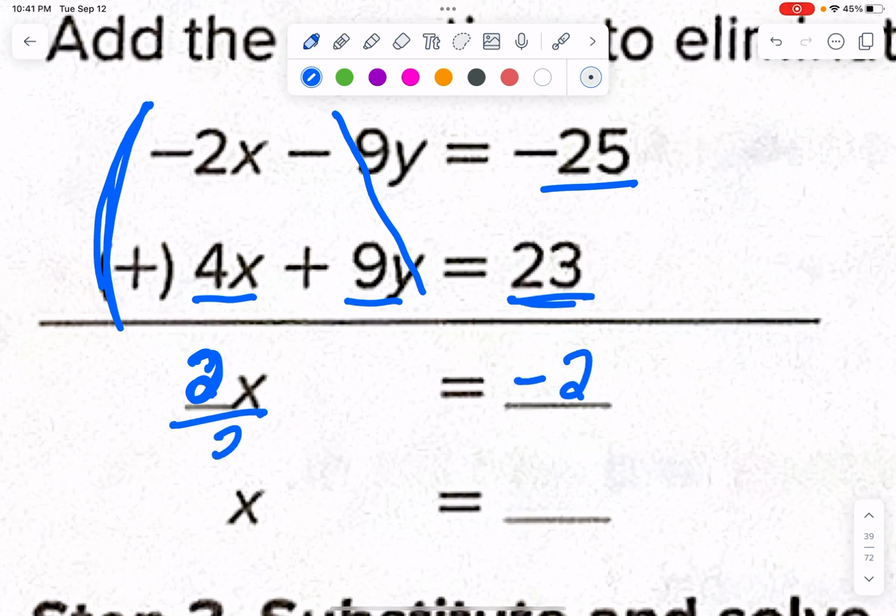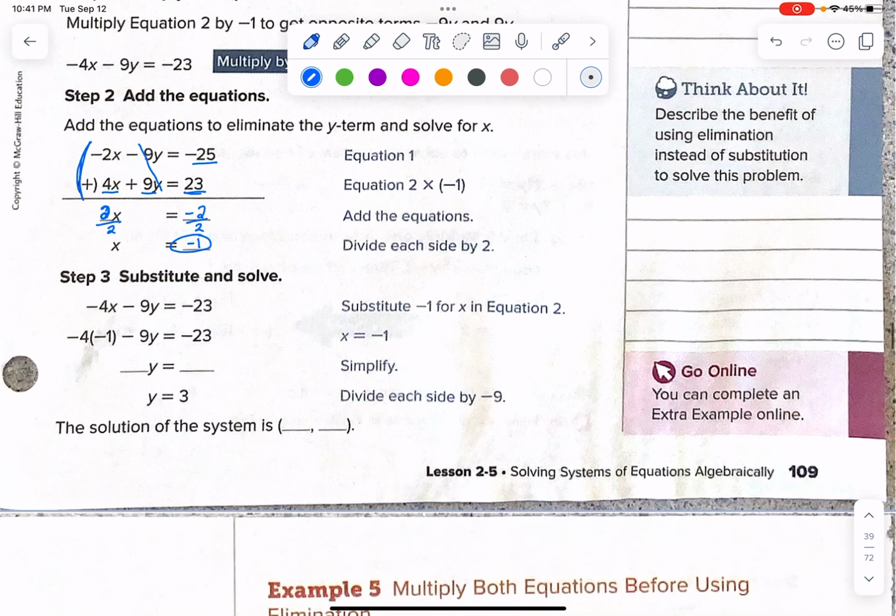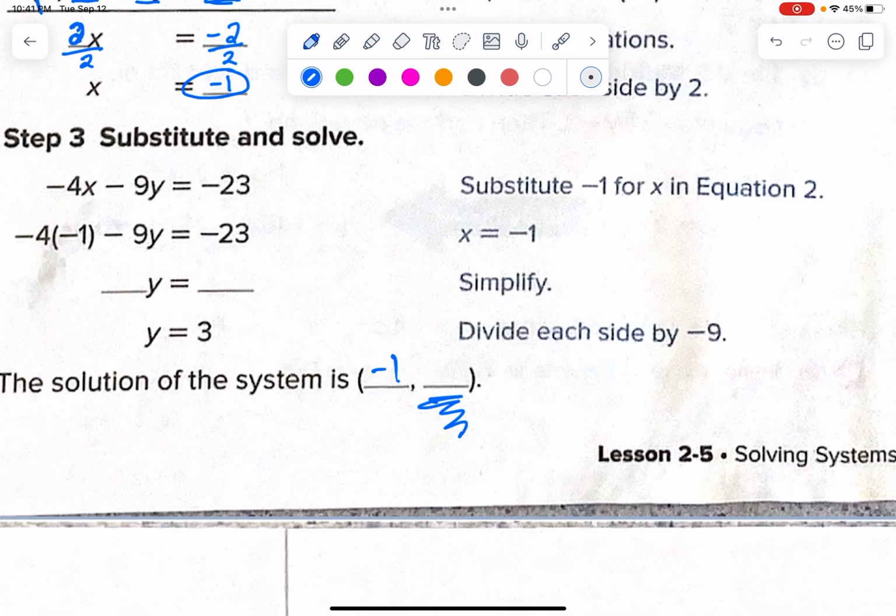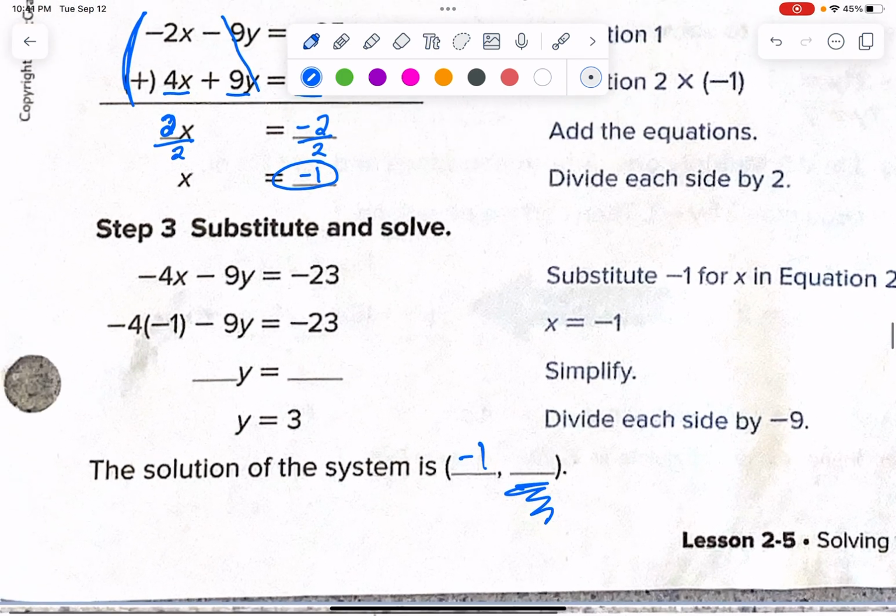And then I'm going to divide by 2, and negative 2 divided by positive 2 is negative 1. So that's my x coordinate, okay? So right now at this point I have negative 1 comma something, and I need to figure out what that something is by solving for y, right? I have the x coordinate.